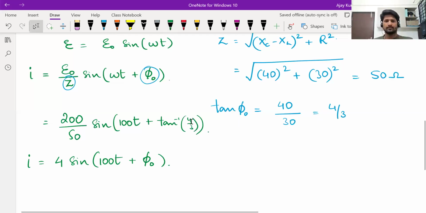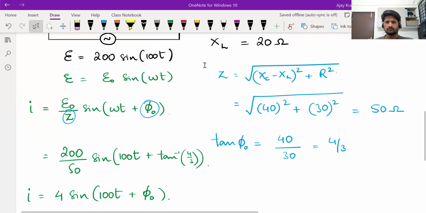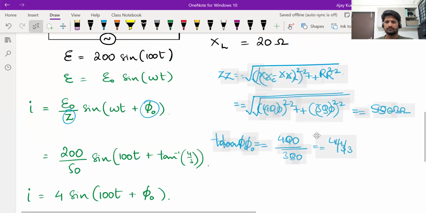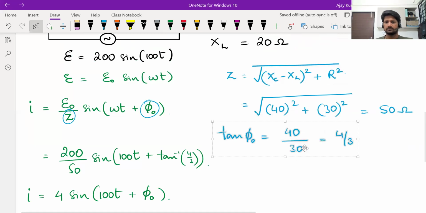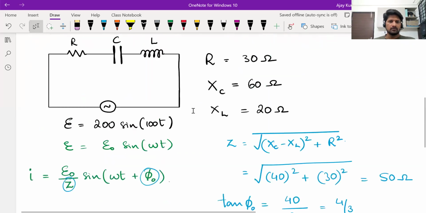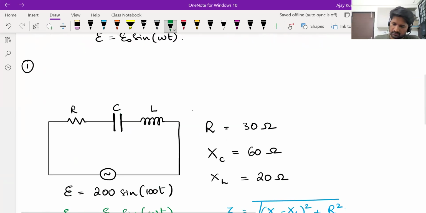Rishi, is this part clear? Yes, sir. Pradyum, did you understand how to get the current equation from the EMF equation? No response. Okay, fine.